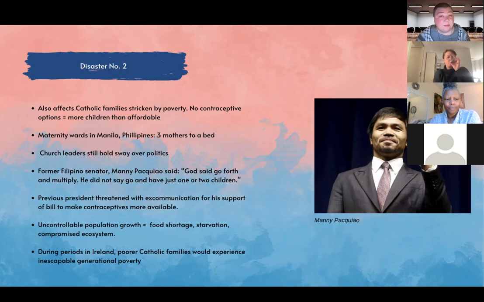A similar thing happened in Ireland, particularly during periods of famine or food shortage, where poorer Catholic families would experience inescapable generational poverty and even starvation, being unable to feed or sustain a large family. And yet they could not, according to the Catholic Church, use contraceptives.